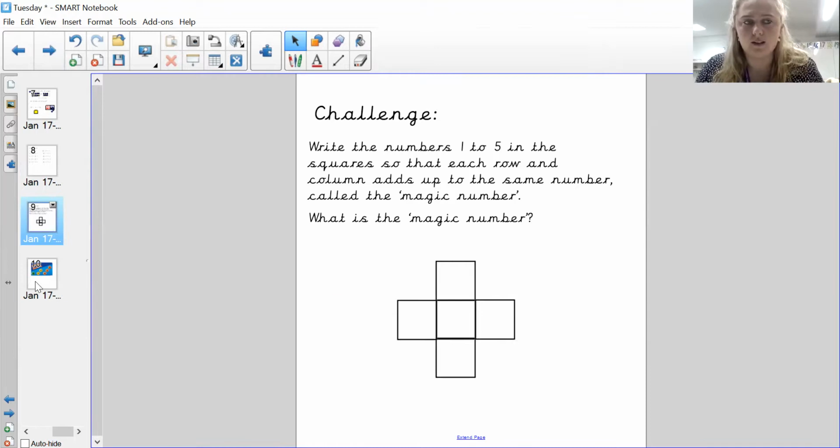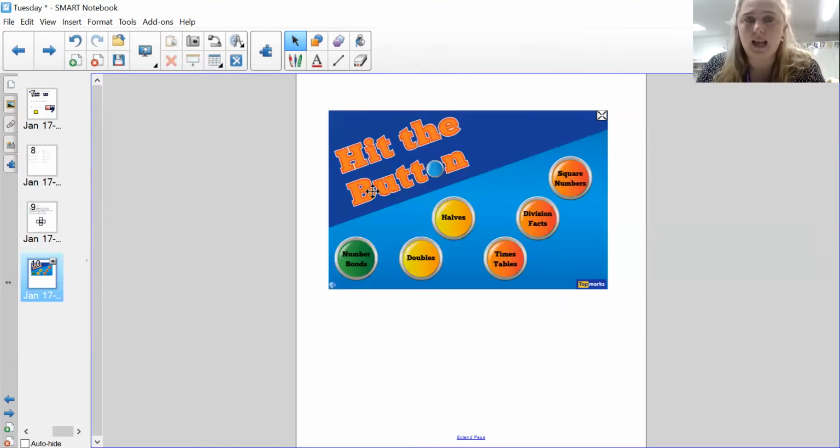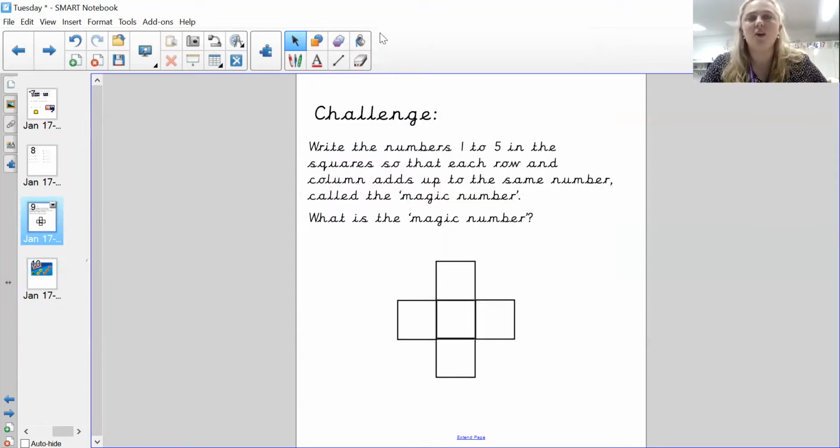I'd also just like to say quickly that if you would like to play Hit the Button, it's a very good game to play to help us with our number bonds. So get your mums and dads to search Hit the Button on the internet and click the green one, number bonds, and play the number bonds game, okay? This is a fantastic game if you want to play.